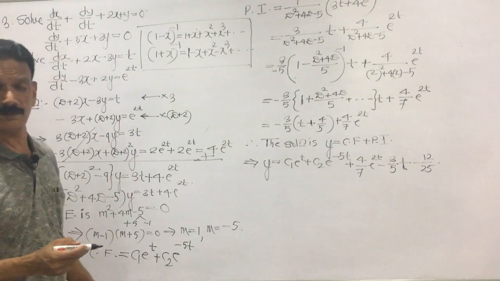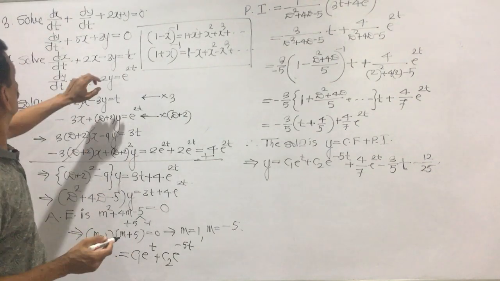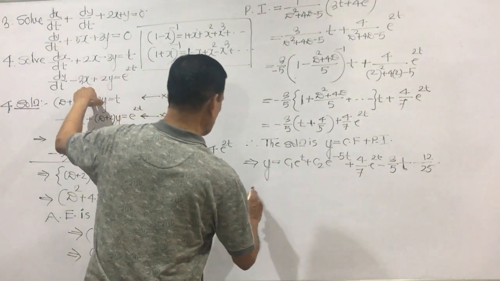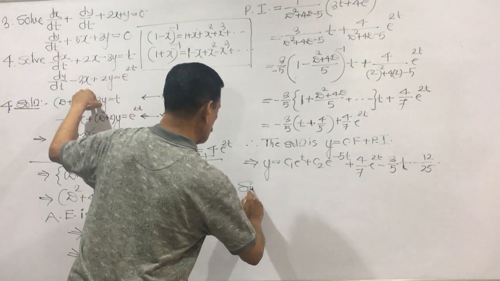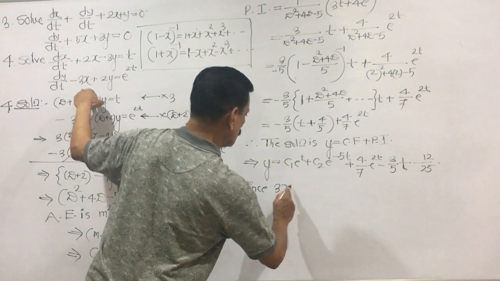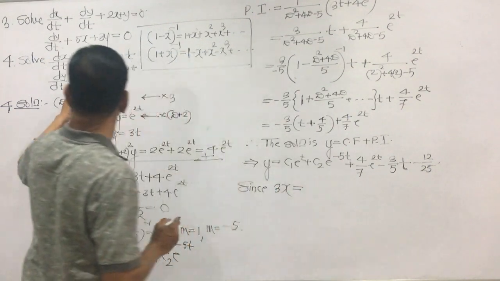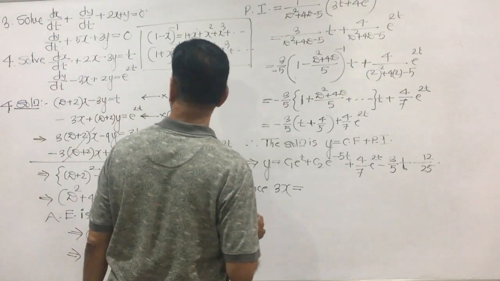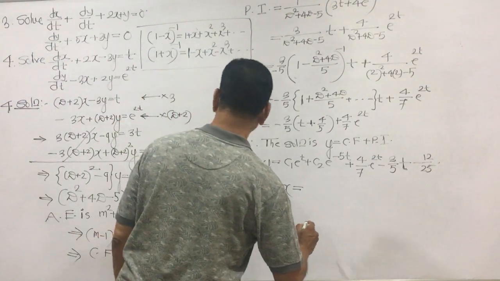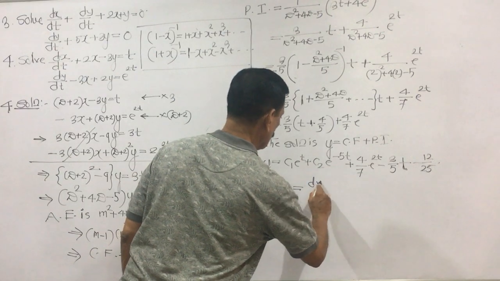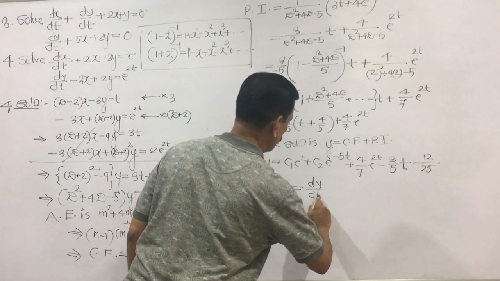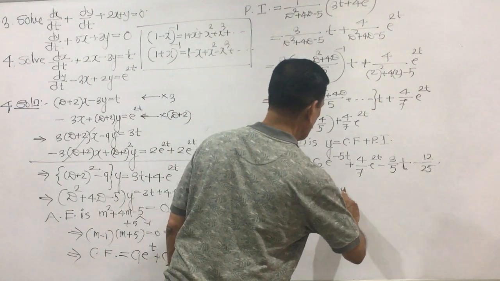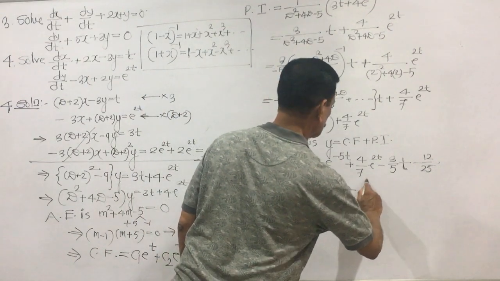After that, we have to get the value of x in the same manner. For that, my dear friends, I take this one. So, see here, I write here since 3x is equal to, I write here 3x, I take to the right side, I write that as dy by dt plus 2y minus e raised to 2t.